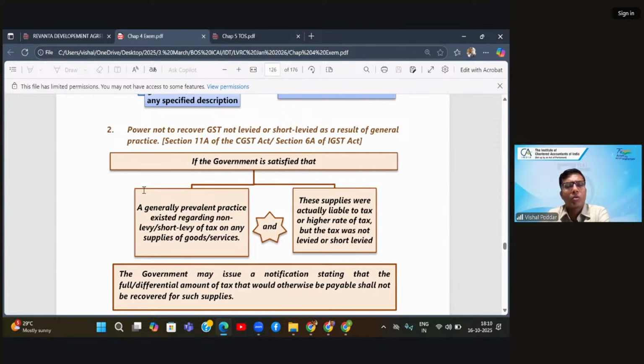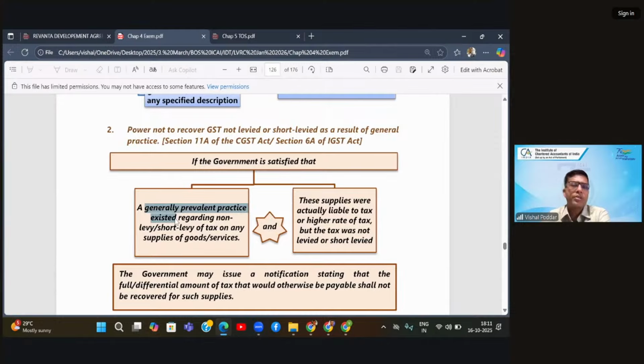What is that specific scenario? The specific scenario is that there is some non-levy or short levy of tax on any goods or service, and such non-levy or short levy is on the basis of a generally prevalent industry practice. Means what? Where the industry is following a certain understanding or interpretation of the law, whereby they are not paying tax. Why? Because they believe it is exempt, they believe it is non-taxable, or they are paying tax at a lower rate. So let us say the correct rate is 18, but the industry in general is paying at 5.